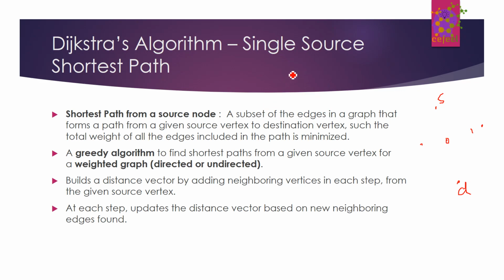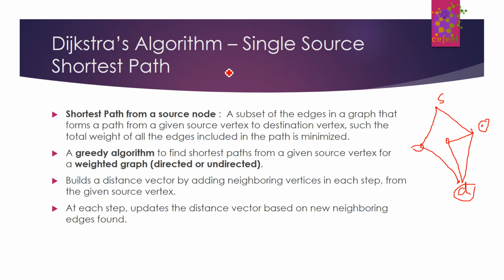So our goal is to find a path that is shortest. There might be multiple paths from S to D, but our goal is to find the shortest path, or the path that costs us less. And similarly, we have to find the shortest path to all other vertices from S. That is our goal, and that's what Dijkstra's algorithm is used for.